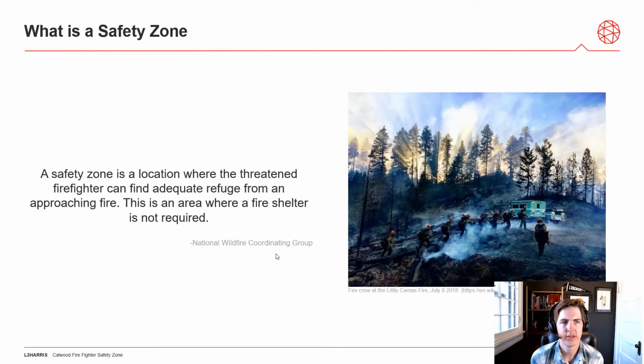So what is a firefighter safety zone? A safety zone is a location where a threatened firefighter can find adequate refuge from an approaching fire. This is an area where a fire shelter is not required. You can think of it as an area where you could park a pickup or stand and you wouldn't get burned, nor would you need to deploy your shelter.